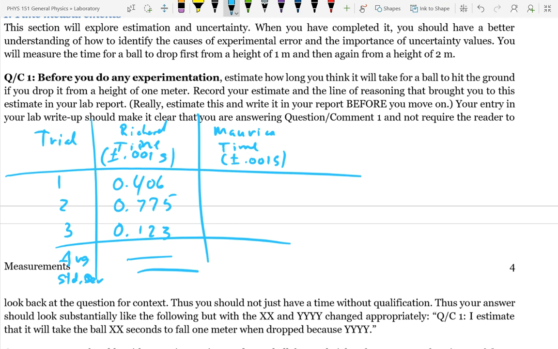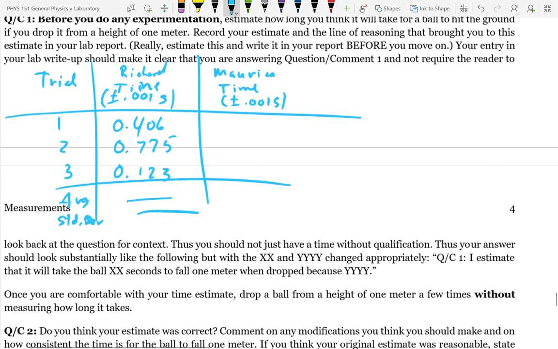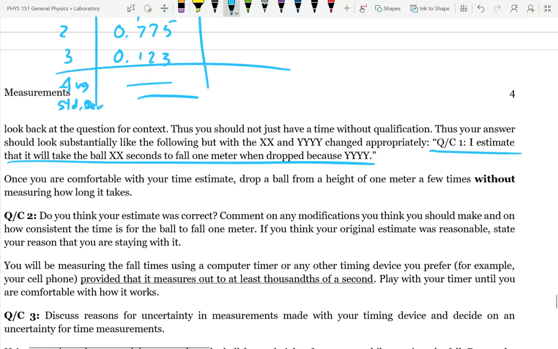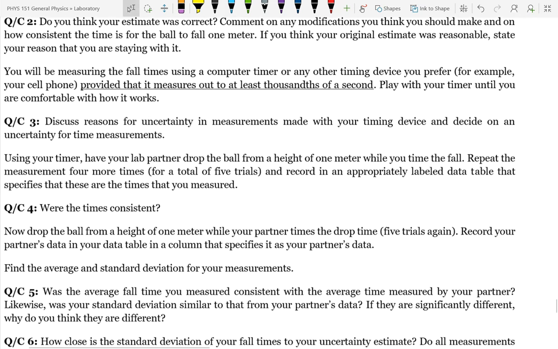Is that clear? The reason is, once again, I want somebody to be able to look at your lab report and know what each statement means, and not just have half a statement. This is the answer to some question, I don't know. And so, I gave you an example. You could put exactly what I did here, except for the XX and Y. Y would be changed to fit your theme. Okay, so you go through here. You can follow the instructions.